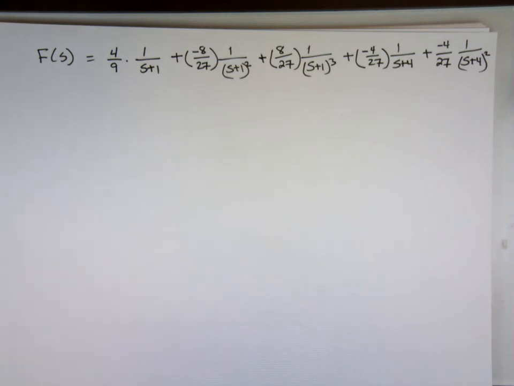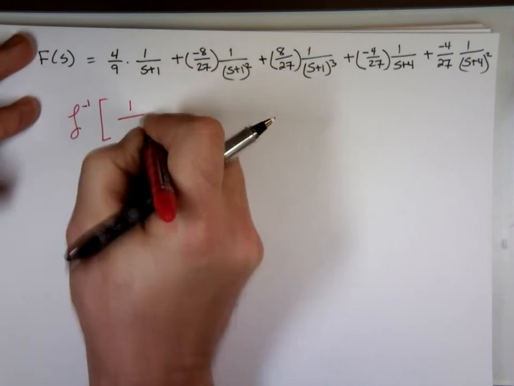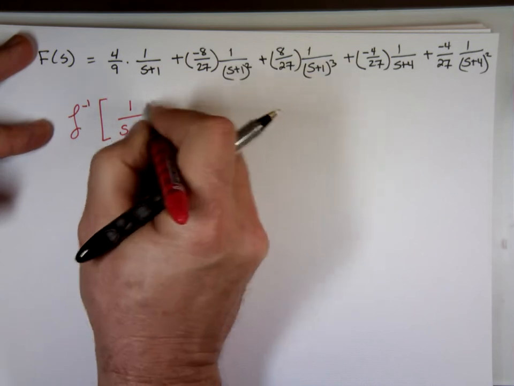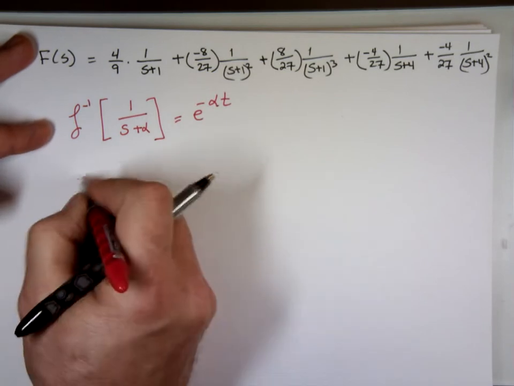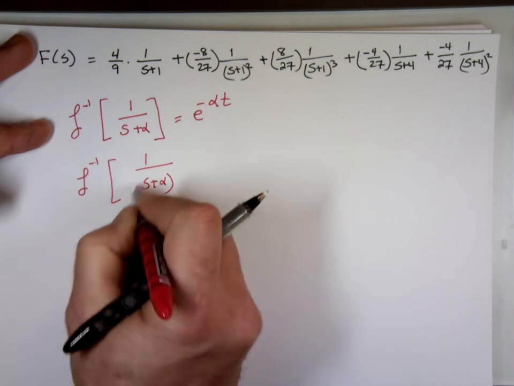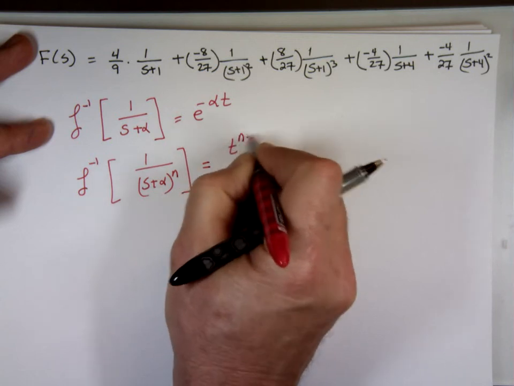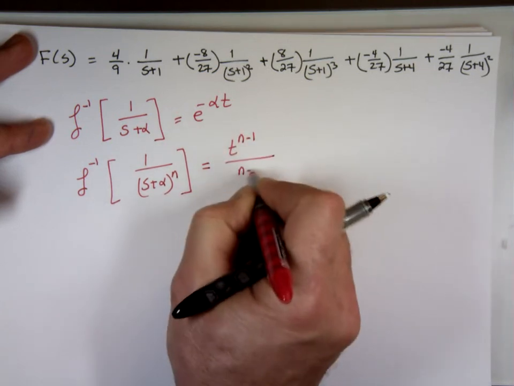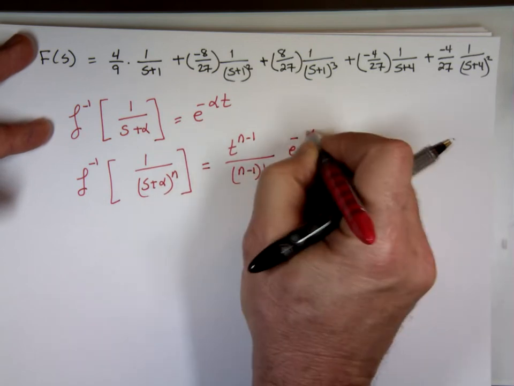Now let's take the inverse. Again, the rule I'm going to use: the inverse Laplace of 1 over s plus alpha is e to the minus alpha t. The other one I'm going to use, the inverse Laplace of 1 over (s plus alpha) to the n power, is t to the n minus 1 over (n minus 1) factorial times e to the minus alpha t. Those are the rules I'm going to be using.